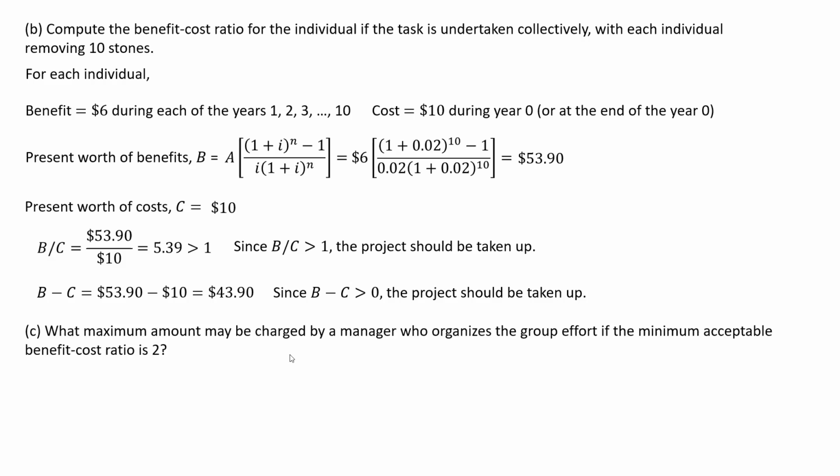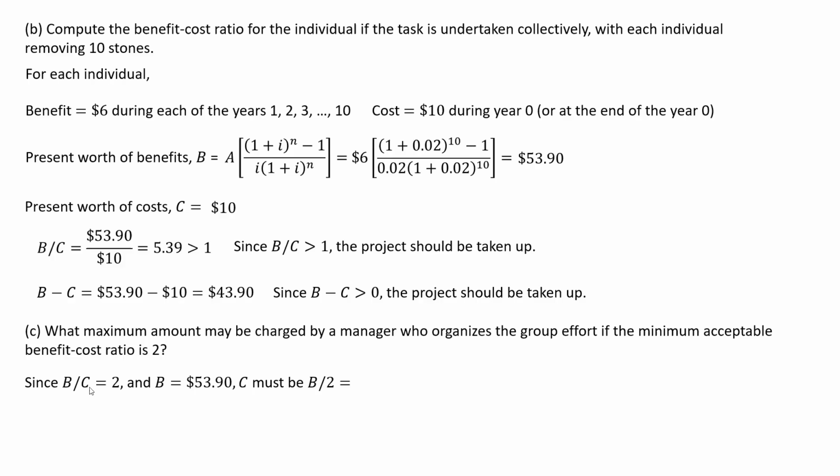Finally, what maximum amount may be charged by a manager who organizes the group effort if the minimum acceptable benefit cost ratio is 2? What maximum amount will... So here we want the benefit cost ratio to be 2. The benefit is not going to change, right? It's $6 every year for 10 years. So the benefit, if you find the present value of it, is going to be 53.90. And so the question is, what in the world is C? What should the cost be?